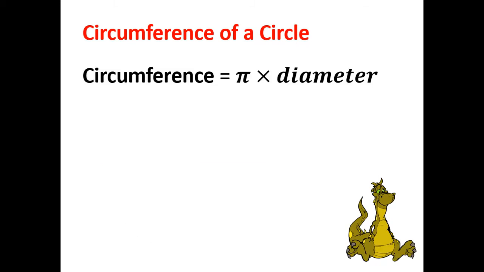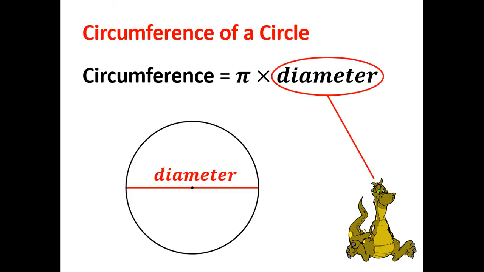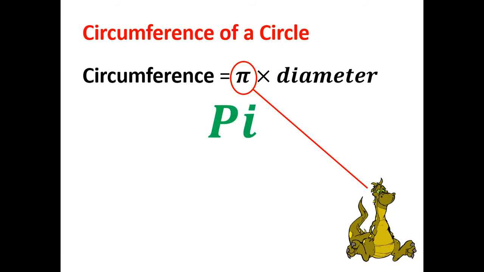Okay, to work out the circumference of the circle, which is the distance around the outside of the circle, we're going to use this rule. Circumference is equal to pi times diameter. Now the diameter, remember, is the distance right across the circle from one side to the other that passes through the centre. This number here is called pi. It is taken from the Greek alphabet.